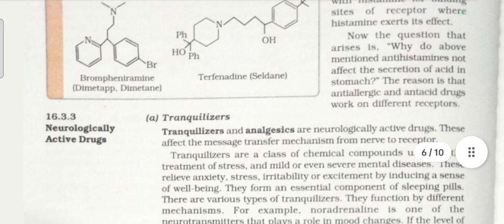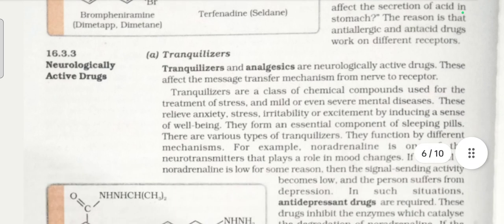Neurologically active drugs. First, tranquilizers. Tranquilizers and analgesics are neurologically active drugs. These affect the message transfer mechanism from nerve to receptor. Tranquilizers are a class of chemical compounds used for the treatment of stress and mild or even severe mental diseases. These relieve anxiety, stress, irritability, or excitement by inducing a sense of well-being. They form an essential component of sleeping pills.